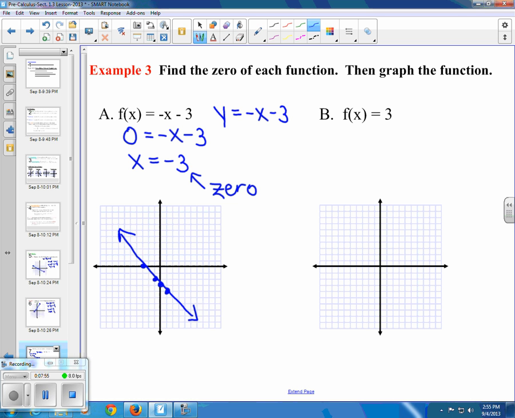Last example, f of x equals 3. If I replace f of x with 0 in that problem, there is no x variable, so I cannot solve for x. This doesn't have any zeros, so I'm going to write none down for zeros. But take a look at what that equation represents. If I get it into the form of y equals instead of f of x, y equals 3 is a nice equation for a horizontal line.